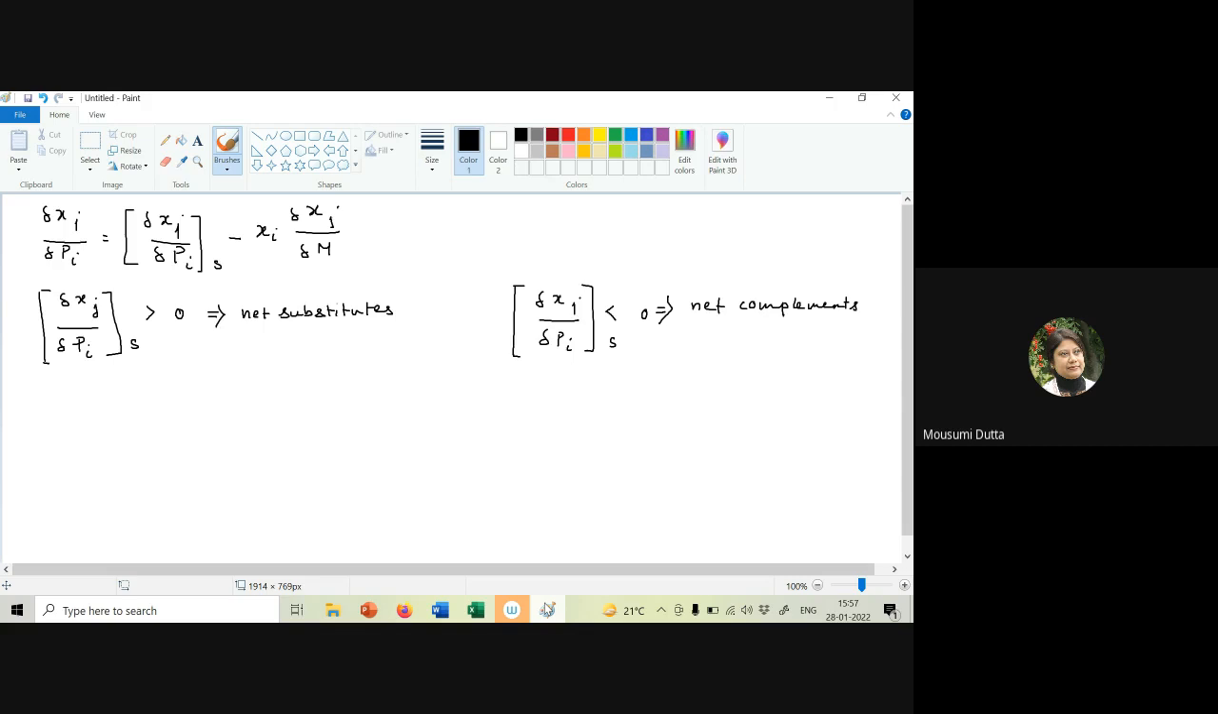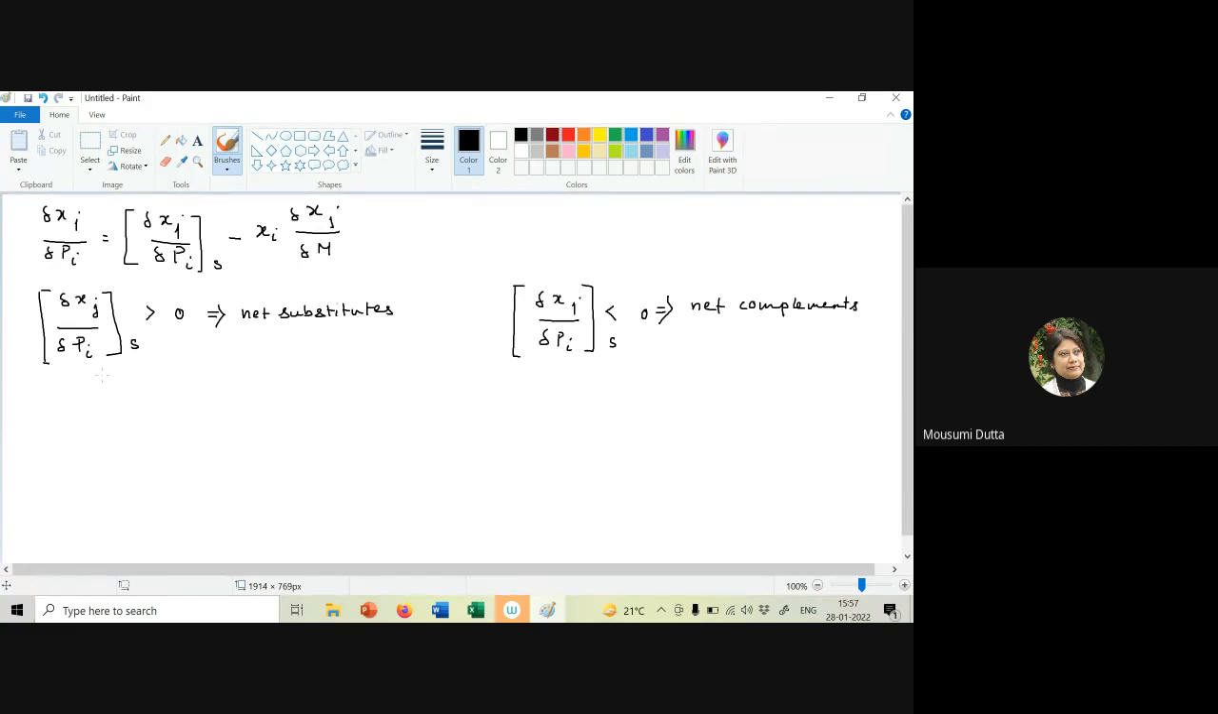So the first equation is the Slutsky equation. Del xj by del pi is equal to del xj by del pis minus xi into del xj by del m. Now let's first consider net substitutability. Del xj by del pis is greater than 0. And I hope by this time you are understanding that a positive sign of this cross relation indicates the commodities are substitutes, and a negative sign indicates the commodities are complementary to each other. Okay.